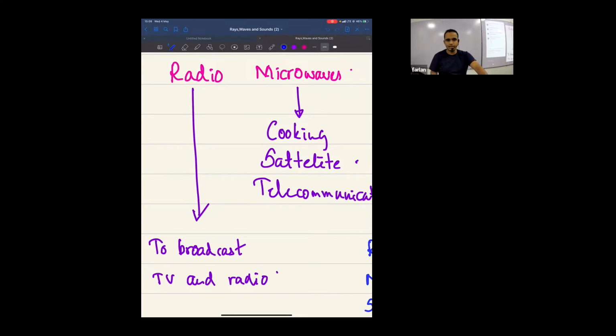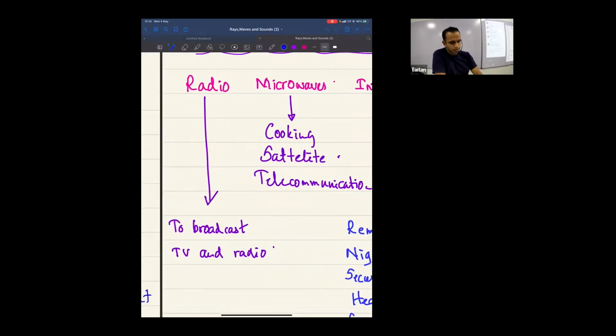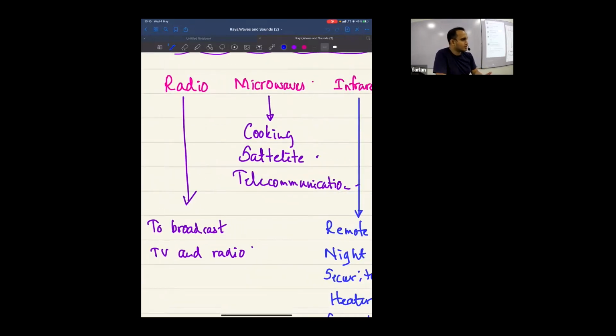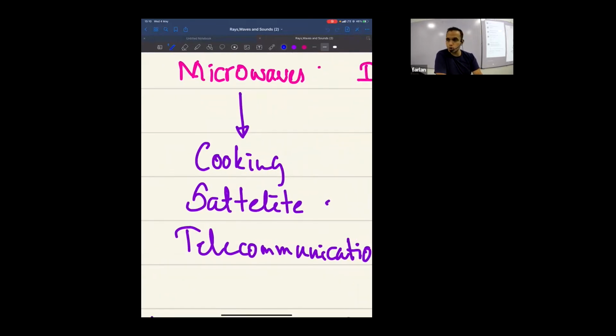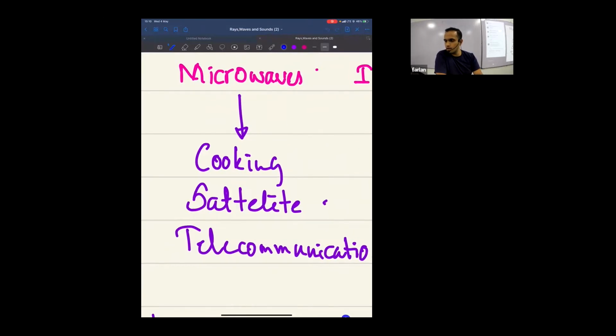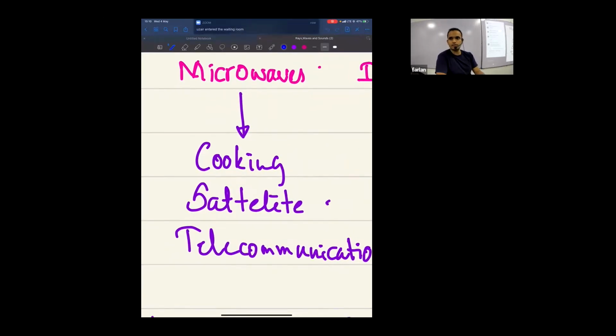Exactly. It is a type of wave which has the highest wavelength and the lowest frequency. So the radio waves are used for what? To broadcast TV and radio stations, radio channels. And the next one, microwaves.